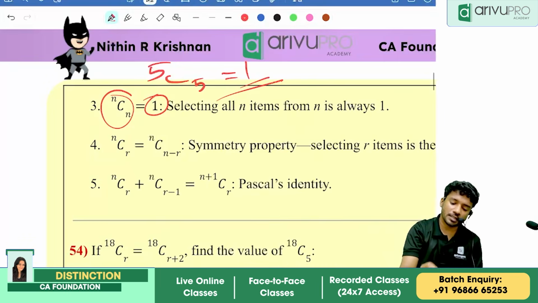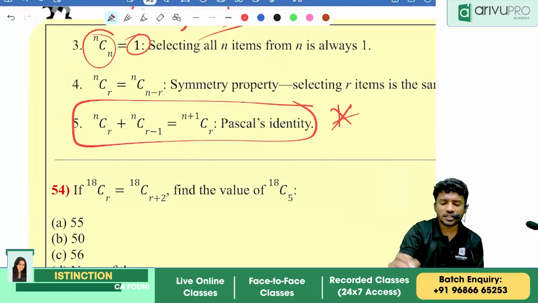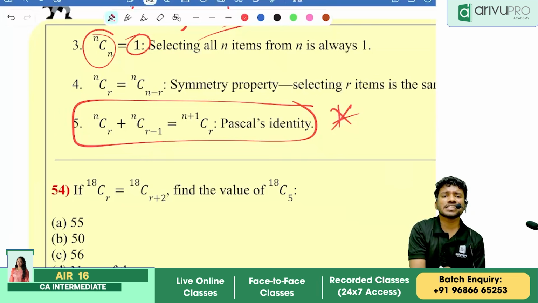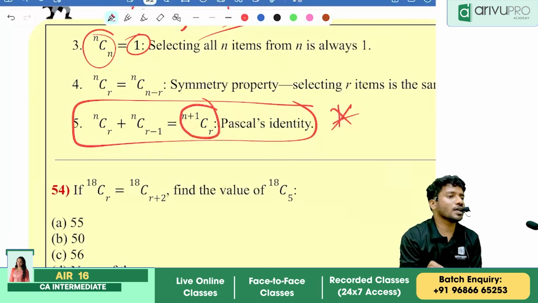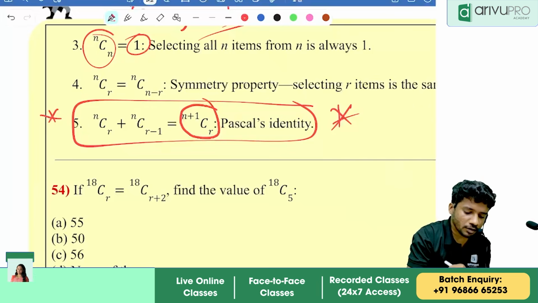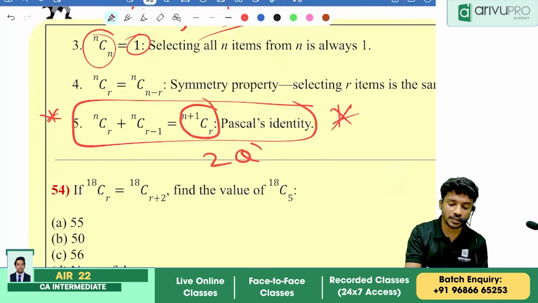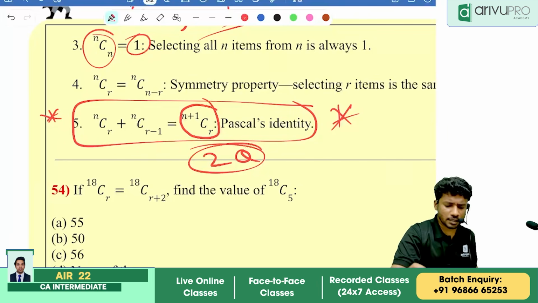That is important. Then you should remember Pascal's identity. If you check the workbook, you will get a question from Pascal's identity. That is NCR plus NCR minus 1 is equal to N plus 1 CR. Make a note of it. There were 2 questions based on this in the past year. If you can apply it, you will get the answer.